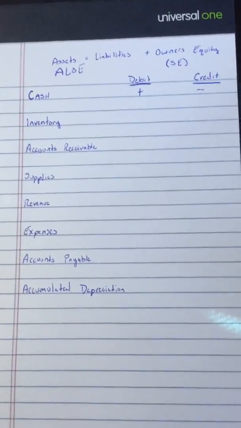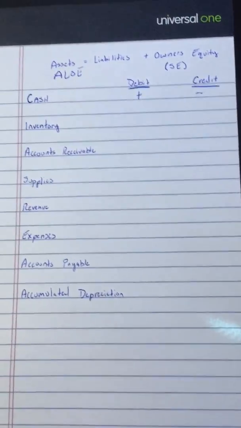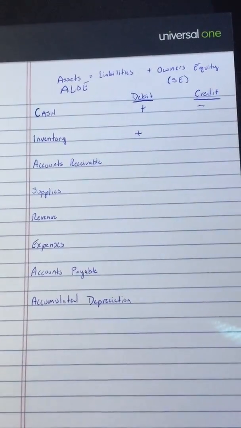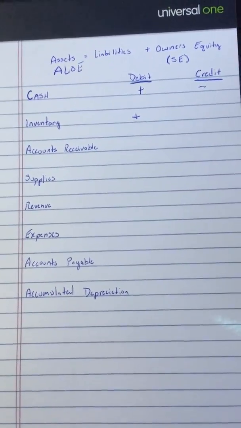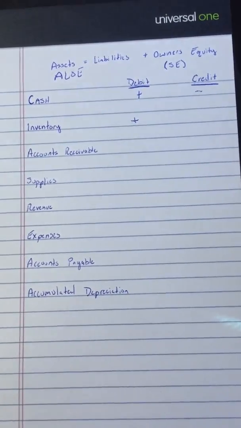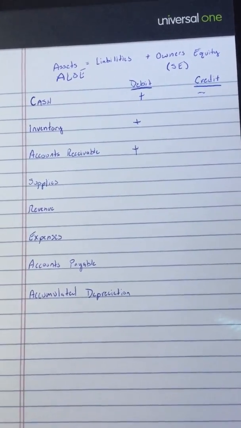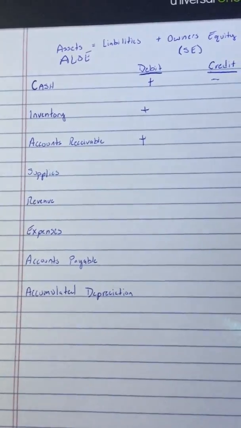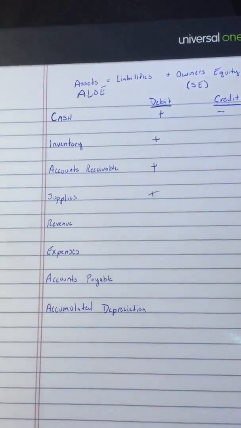Inventory. What kind of account is inventory? Well, inventory is something we have, so it also must be an asset. Increases with a debit. Accounts receivable. Now what is that? It is money owed to us, so that also must be an asset. If it's soon gonna be our money, well, then it's got to be an asset. Supplies, something also that we own, increase with a debit.